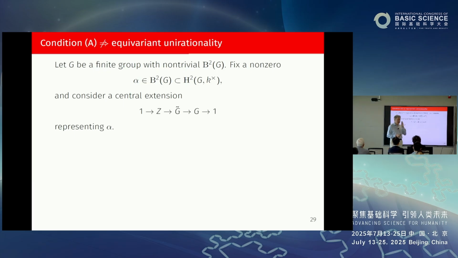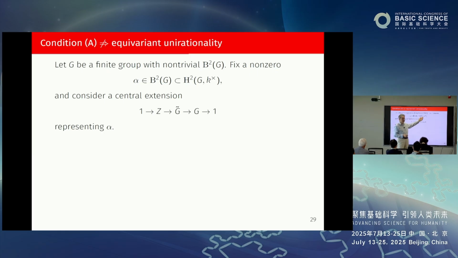So condition A, we said, is a necessary condition for unirationality. Well, let's produce an action on projective space that satisfies condition A but fails unirationality. So it's going to be a projective linear action that fails unirationality. We pick a finite group with a non-trivial B2 of G, the Bogomolov multiplier, a group of order 64, and you can find a list of these groups. And you pick a non-trivial class in the Bogomolov multiplier.